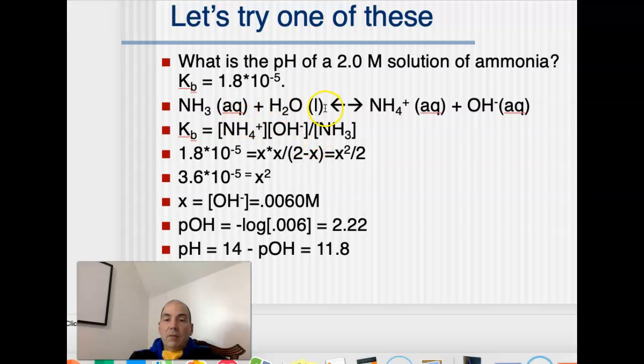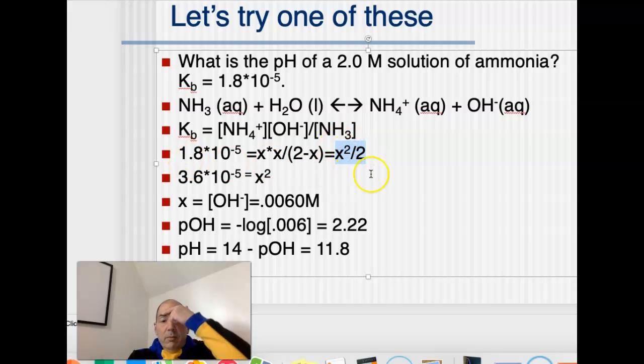Okay, so we have to recognize that we're starting with 0. We're going to end with x on both of these. This would be 2 minus x, but again, 2 minus x simplifies down to just 2. Notice I didn't do the whole ICE table. If you want me to backtrack and explain it, I will. So I would multiply both sides by 2, then take the square root, and I find that x, or my hydroxide, is 0.0060 molar, which means then that my pOH is 2.22, which means that the pH would be 11.8.